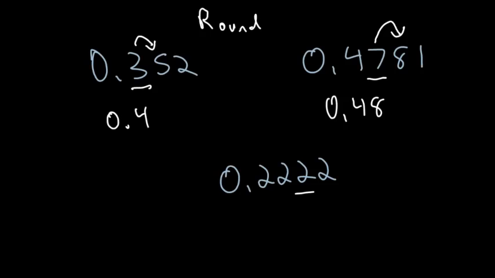One more, we got 2,222 10,000ths. And we're going to round to the thousandths. So 2 looks at the 2. 2 is less than 5. So it stays the same. So this would round to 222 thousandths.